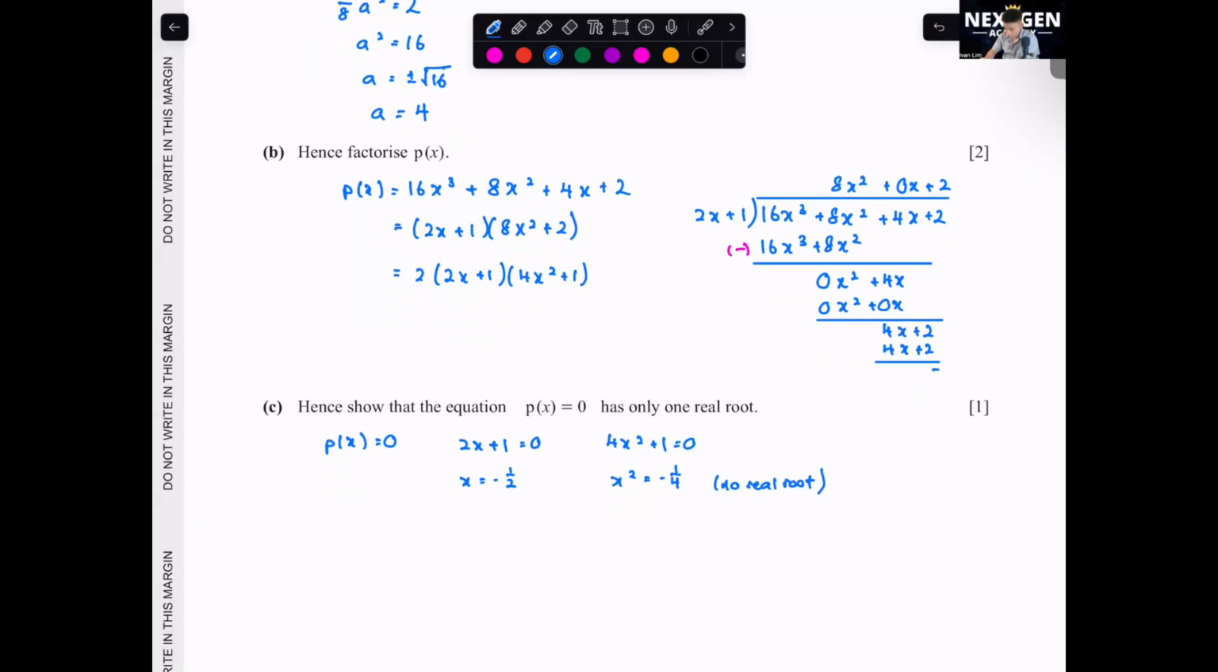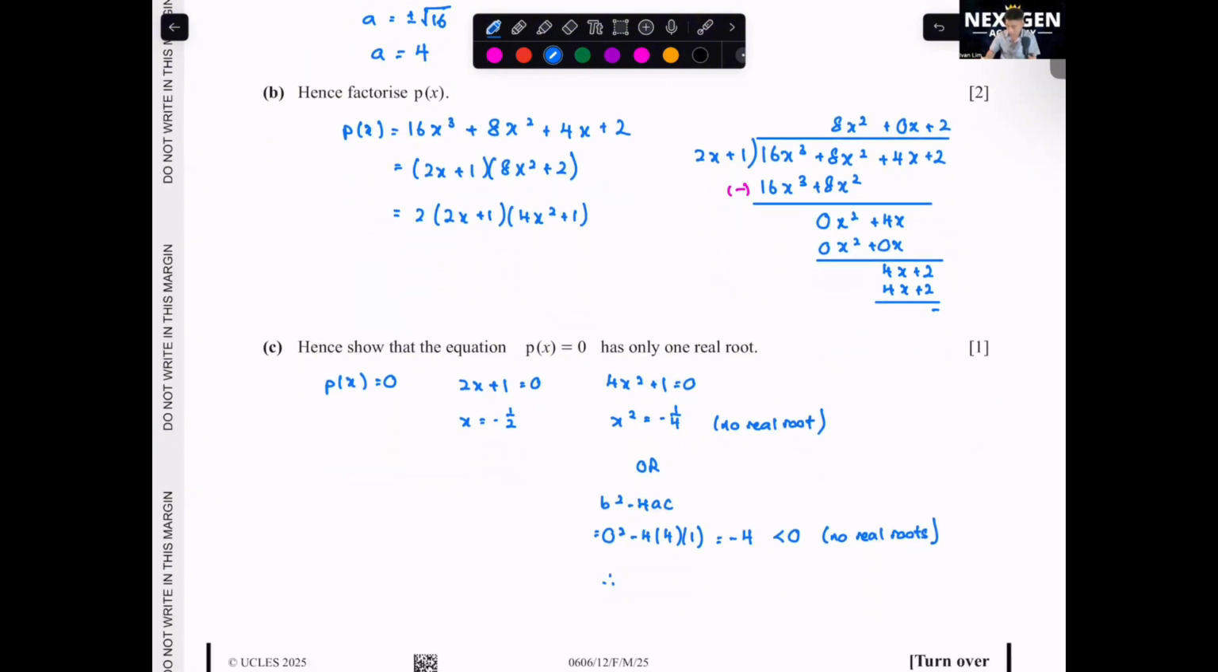Or another way to prove it, you use b squared minus 4ac for this part here. This is typically what the mark scheme will write. So b squared is 0 squared minus 4ac, which equals negative 4. Negative 4 is less than 0. Therefore, we can say no real roots. Then we can say 1 real root. This is the only root over here. Okay, number 4. If you can do this, then you type 4.